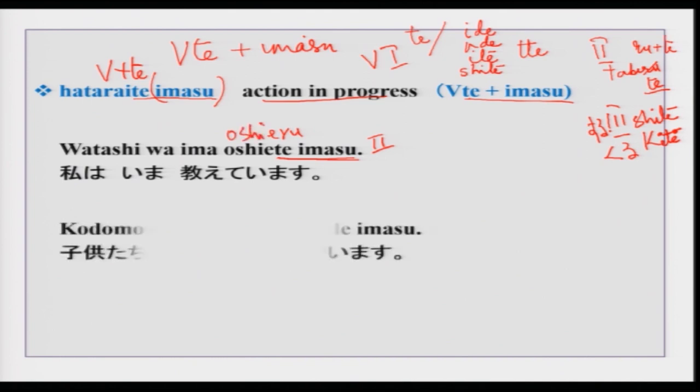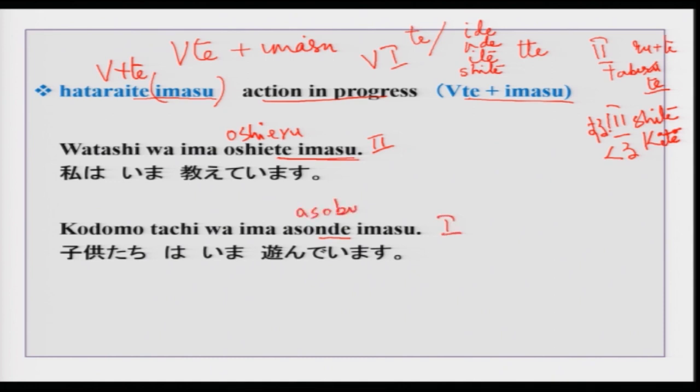Then we have kodomo tachi wa ima asonde imasu. So you saw just now, this is a group 1 verb, asobu. The bu is an exception. It's a verb which comes in the exceptions category, and you can see I did nde over here. So, asonde imasu. Other verbs in this nde form will be yomu. Yonde imasu. This is a group 1 verb in the exceptions category.